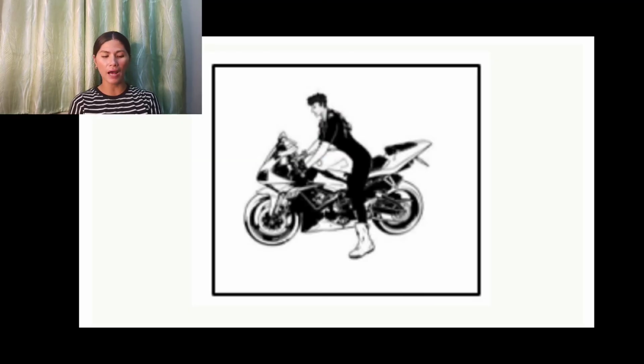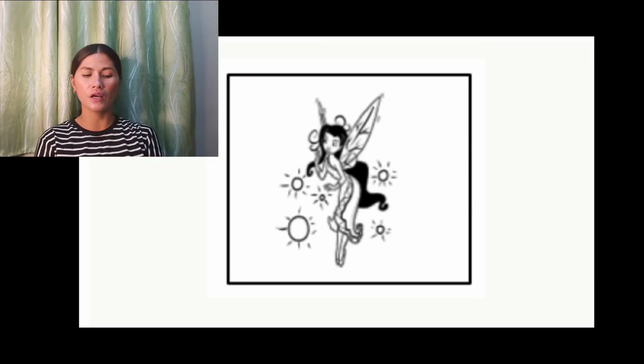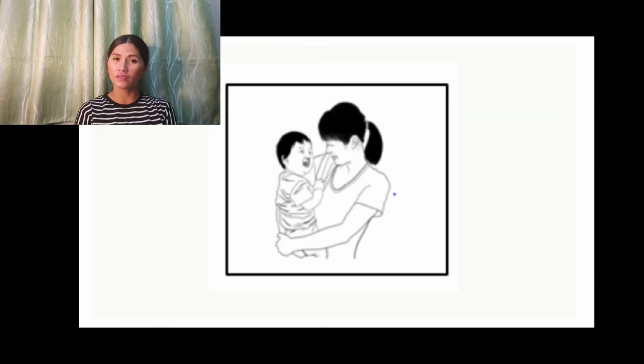In your module, you have also pictures showing make-believe images and real images. So, the man riding in a motorbike, that's real. This one is a fairy, that's a make-believe image. A mother and her son, real. Ghost, it's a make-believe image. So it's very easy to differentiate between real and make-believe or fact or non-fact images.